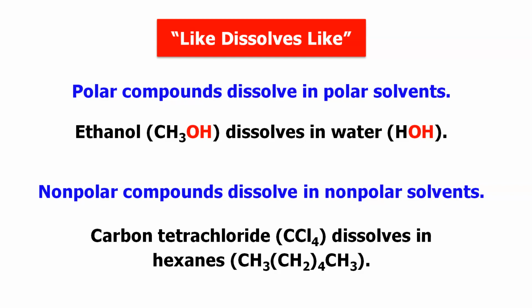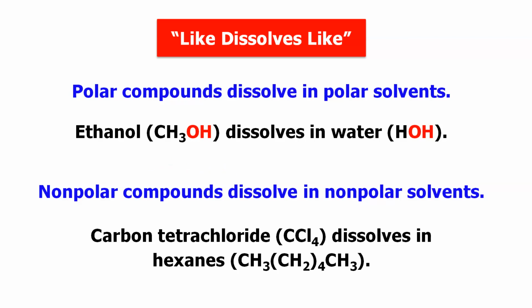There's this idea when we're talking about solubility of like dissolves like. That is, polar compounds dissolve in polar solvents. Ethanol dissolves in water because the OH bonds are polar. In fact, both of these are capable of hydrogen bonding. So an ethanol molecule will hydrogen bond with a water molecule, and both ethanol and water can be hydrogen bond donors and hydrogen bond acceptors.